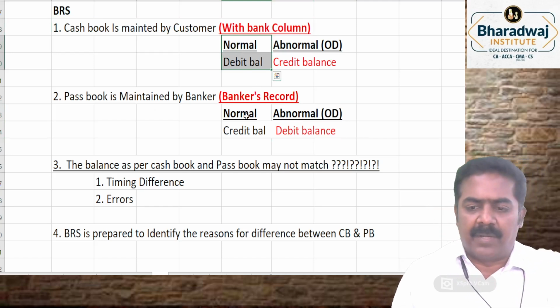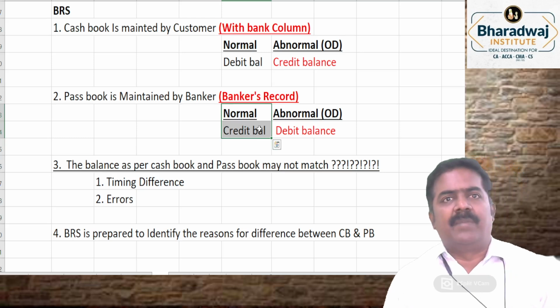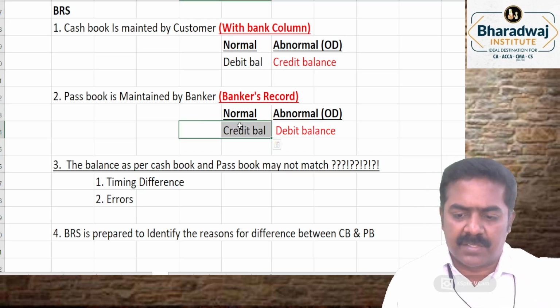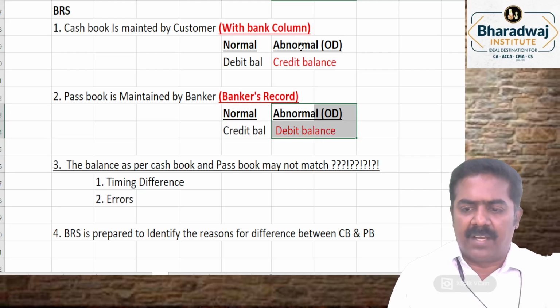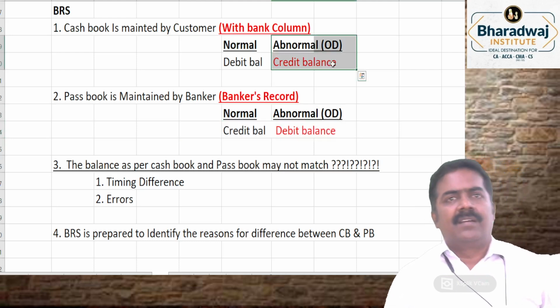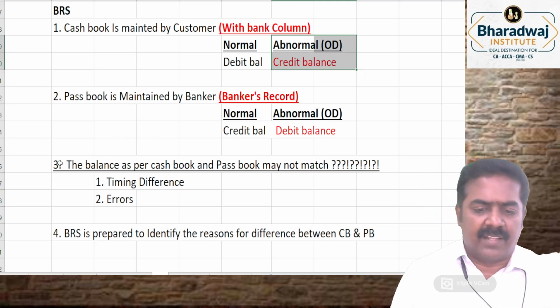Asset will have a debit balance. For a banker, whenever the money is received from the customer, it will have which balance? Credit balance. If it is abnormal, it will have a debit balance. Customer end, credit balance means liability OD balance, like that.